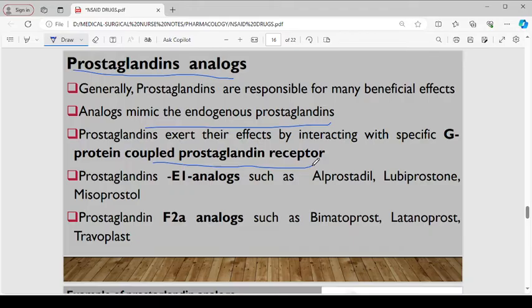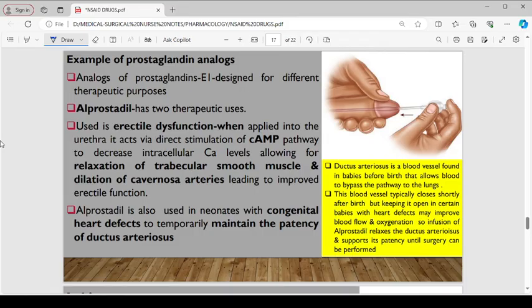So we have at least two major categories. We have the prostaglandin E1 analogs, such as alprostadil, lubiprostone, and misoprostol. We also have another group of prostaglandin analogs, the F2-alpha analogs, such as bimatoprost, latanoprost, and travoprost.